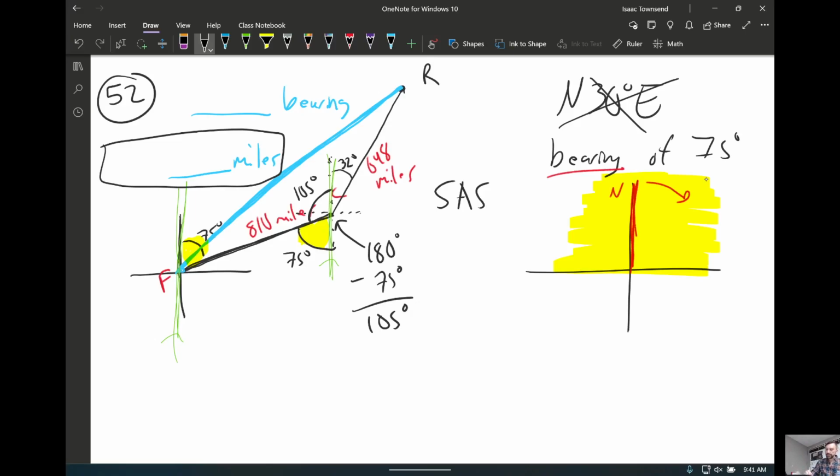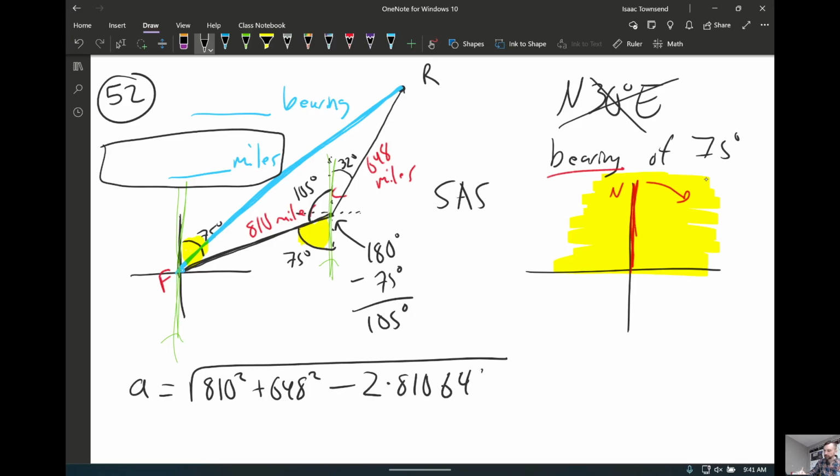I'm going to call this side A. So its length is going to come from one of the lengths squared plus the other length squared minus 2 times the first length times the second length times the cosine of the angle opposite those, which would be, this whole angle would be 137. 105 plus this part 32. This whole angle of the triangle is 137. So honestly, the law of cosines part is probably the easiest part of this whole question.